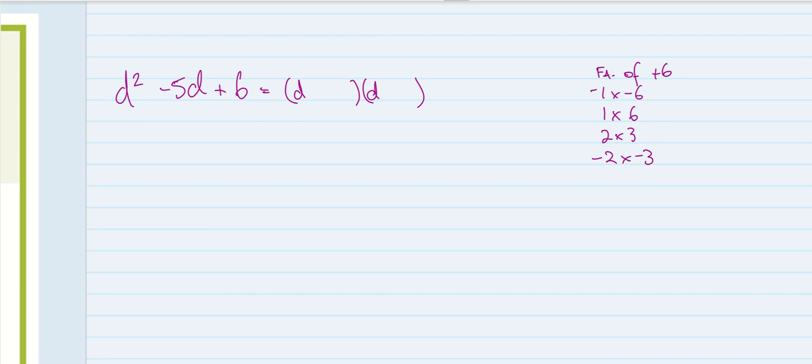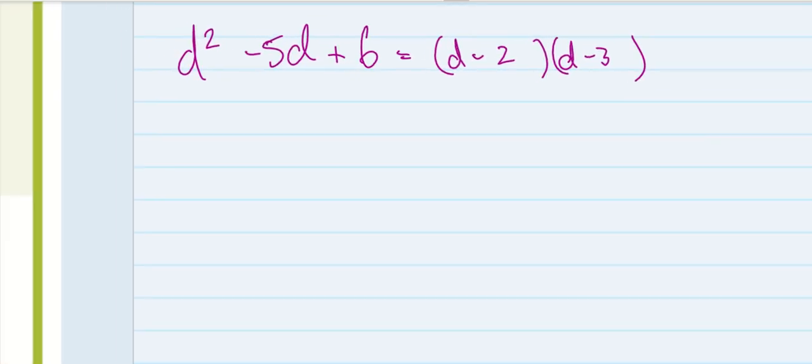Now, which of these two add to give negative 5? It can't be this one, they add to give negative 7. That adds to give 7. That adds to give 5. These two here add to give negative 5. So it's d take 2, d take 3. Now, you can also be asked to verify, and we'll do this more in your senior work.